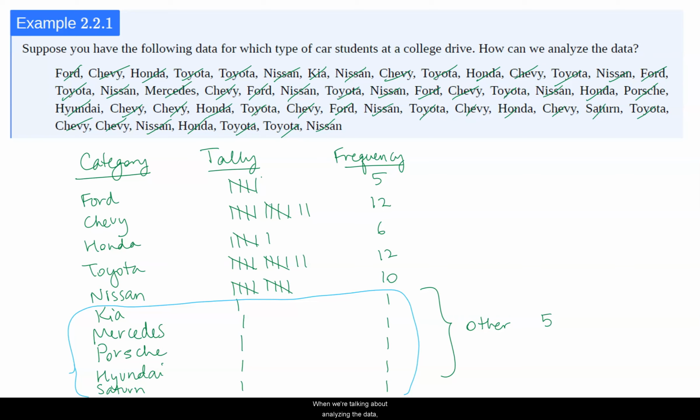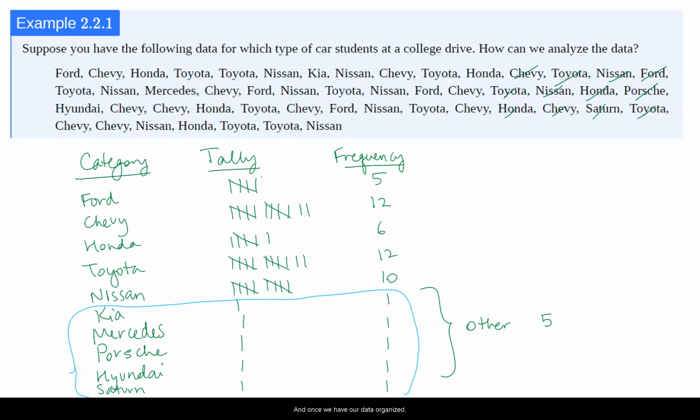When we're talking about analyzing the data, and when we get further into our lessons on statistics, there's not only one right answer for a lot of these situations. You have to use your judgment too. What do you think is best? What information do you need from the data? And how should you organize it?